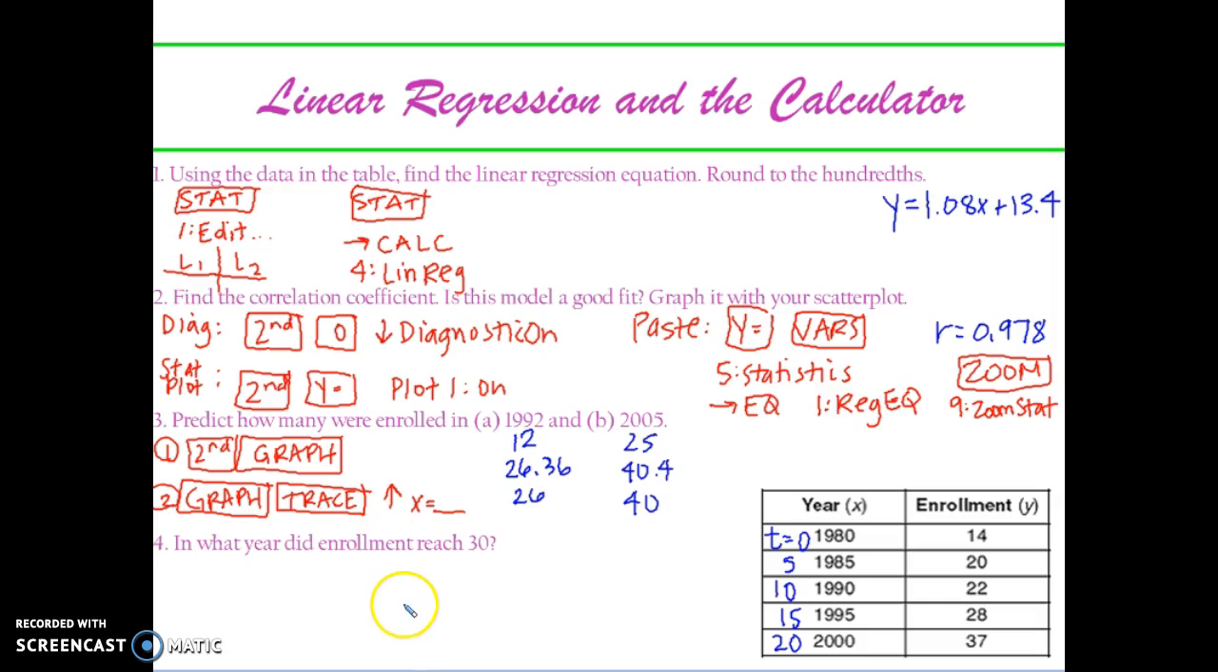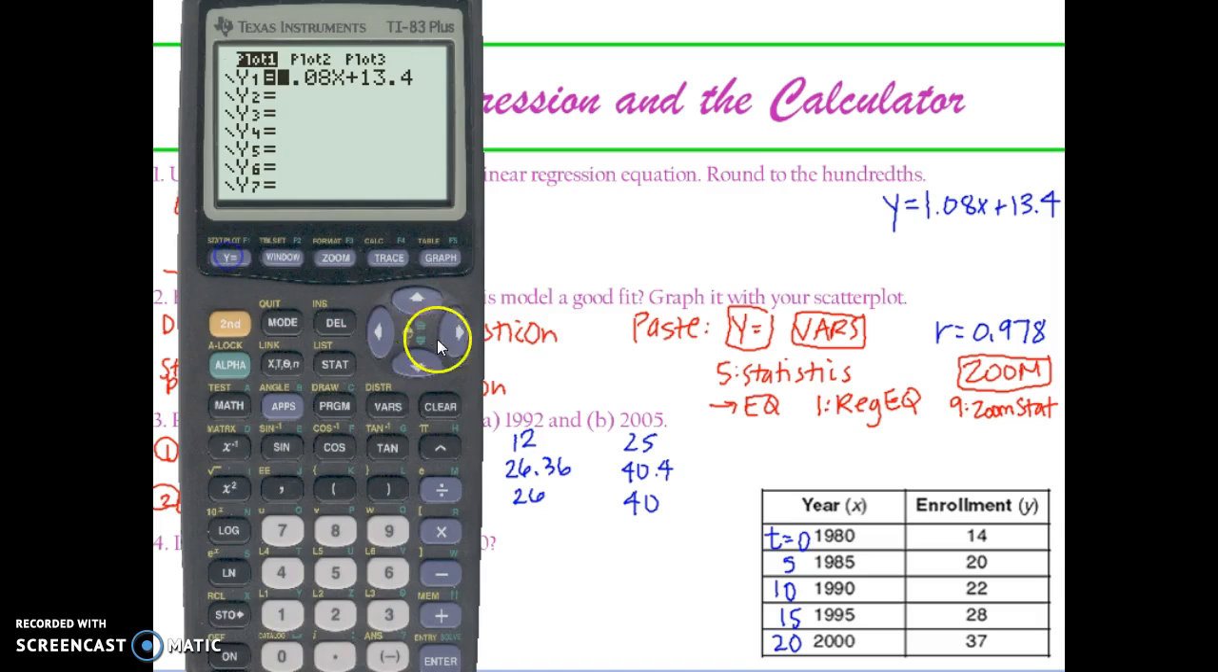And then the last type of question is, in what year did enrollment reach 30? Okay, so enrollment is our y value. So now I'm looking for x when I'm given my y. Okay, now 30 looks like it's between 1995 and 2000, but I don't know what year that is. So one option is doing it by hand, setting your equation equal to 30, plugging in 30 for y. And the other is, anytime you're given y, go to y equals and put that in your y2. So my y2 is going to be 30.